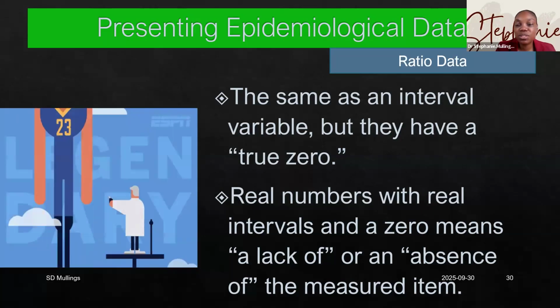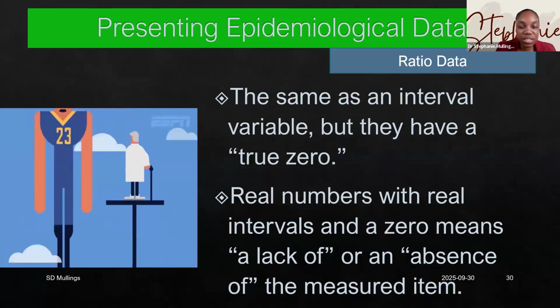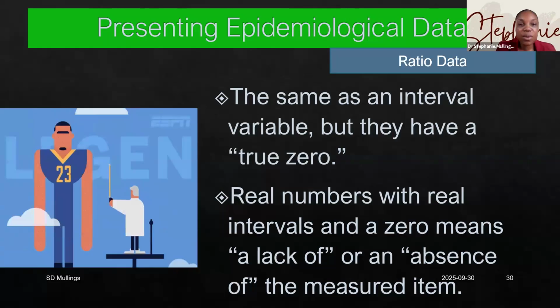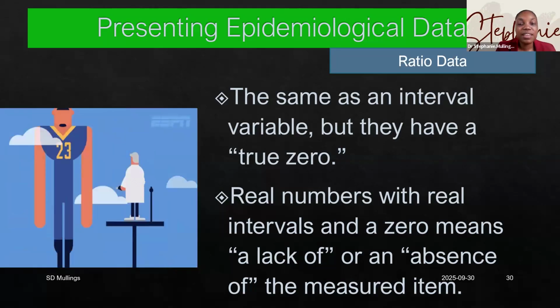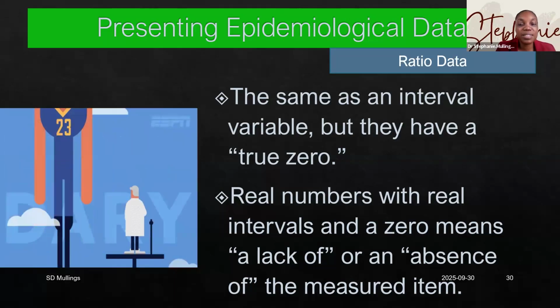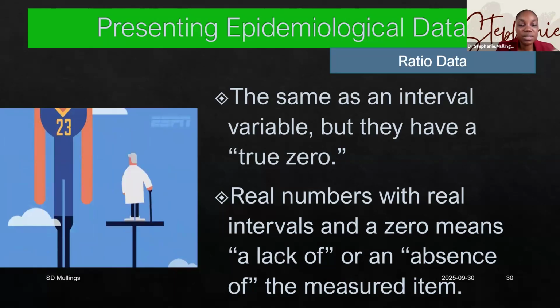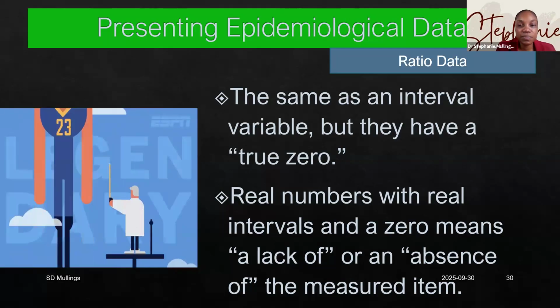So the ratio data, the ratio data has a true zero. Let me correct that. While the interval does not have a true zero figure. All right. So the ratio data, again, has a meaningful or a true 0 point, which represents the absence of the measured quantity, while the interval does not have a true zero. All right.